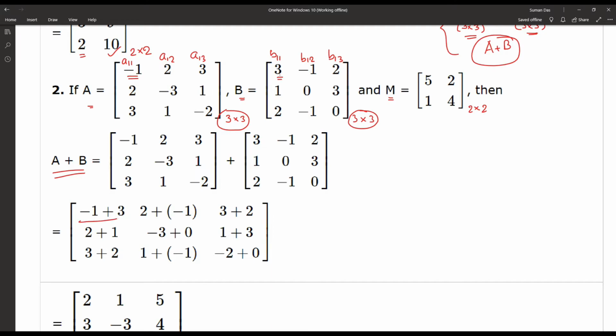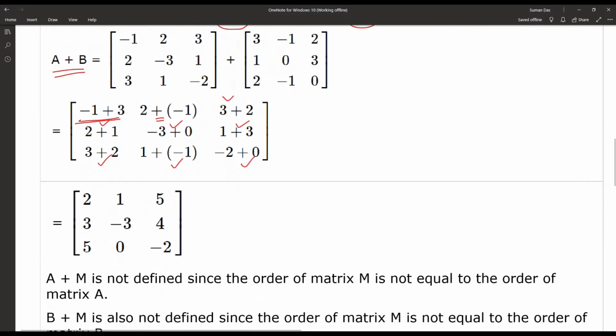So the result for the first element is minus 1 plus 3. For the second, that is 2 plus minus 1. In that way, 3 plus 2, 2 plus 1, minus 3 plus 0, 1 plus 3, 3 plus 2, 1 plus minus 1, and minus 2 plus 0. Now look at this. The resultant matrix is once again of the same order, that is 3 cross 3.